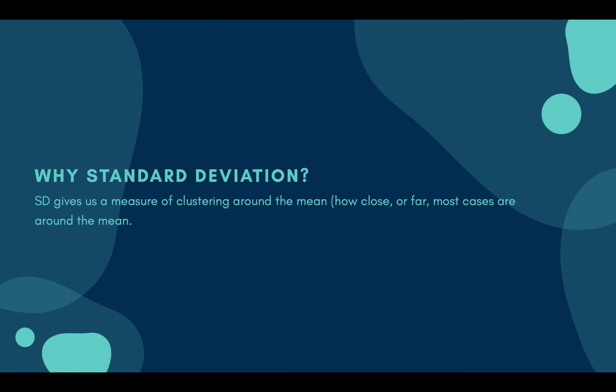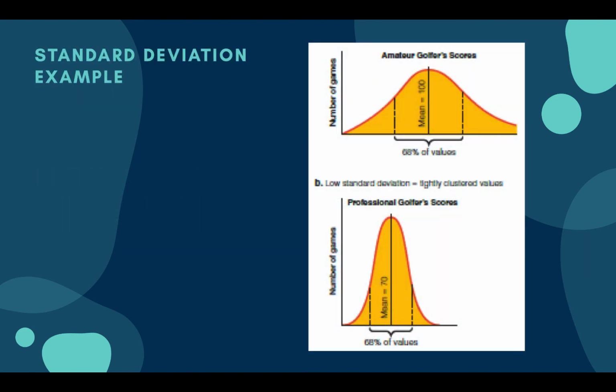So why do we use standard deviation? Well, it gives us a measure of clustering around the mean, so how close or how far most cases are from the mean. For example, we have amateur golfer scores and professional golfer scores, right? Amateur golfers have a mean of 100, professional golfers 70, right? So we see that the total score is lower for professional golfers, meaning they're doing better, whereas it's larger for amateur golfers, meaning they're doing worse, right?